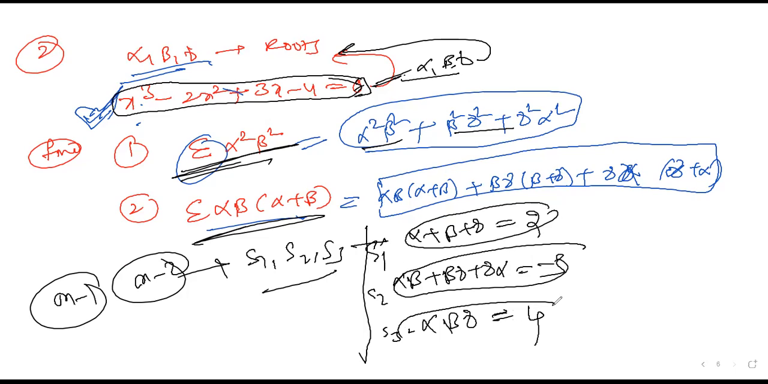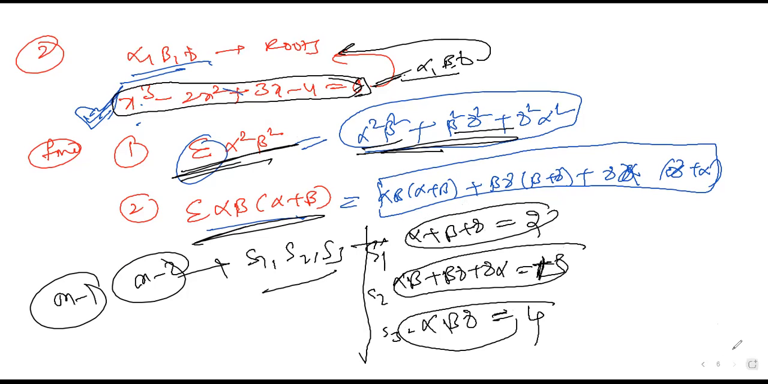So do one thing, sir. Take the question and convert the question like this. You can do it out. S2 is 3. Minus plus, right? Plus 3 only. Okay, sorry, plus 3.